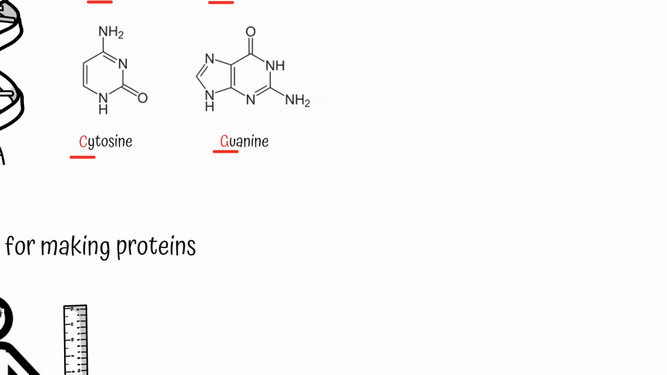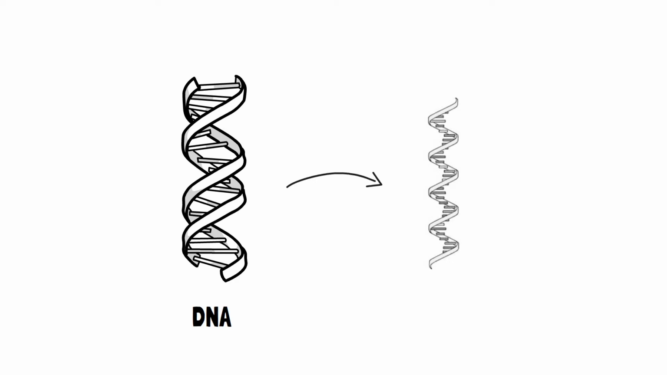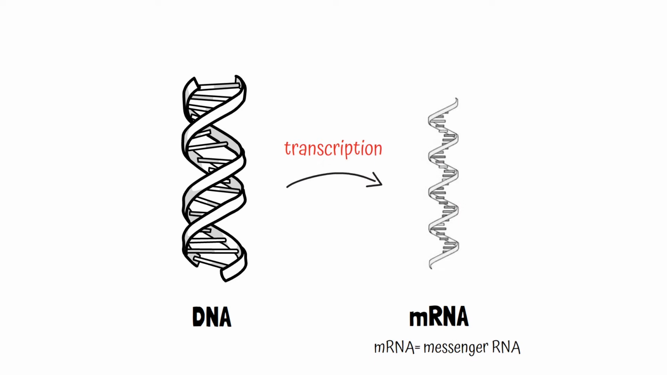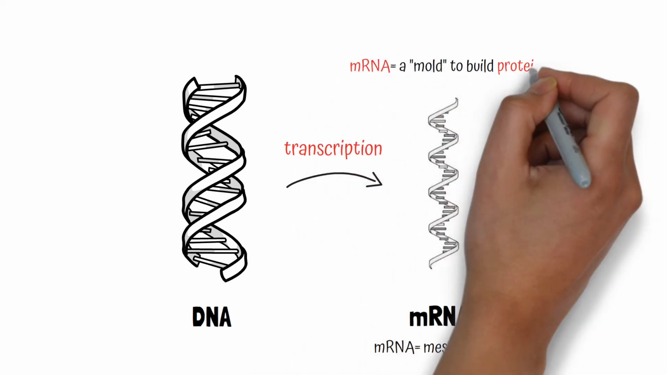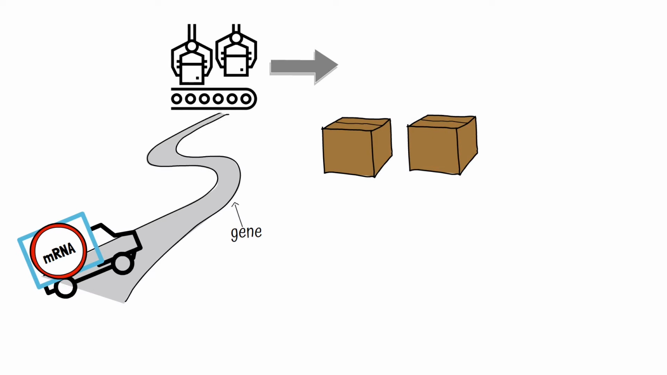To make proteins, the DNA in our genes needs to first be converted into another type of genetic material that the protein building machinery can read, called messenger RNA or mRNA. This process is called transcription, and the mRNA serves as a mold to build proteins. Think of genes as roads and of transcription as a truck that must drive along a road or gene to collect the mold, mRNA, and carry it to the cell assembly line to build proteins.